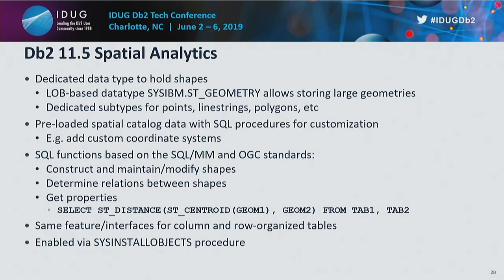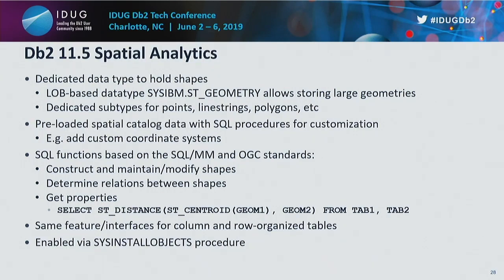And there will be another set of tables that represent the catalog information for the spatial data, and again have similar content as with the spatial extender, and there'll be custom coordinate systems and that type of thing. And the SQL functions are based on the industry standard for SQL/MM and OGC. You'll have the ability to construct and maintain and modify shapes and determine relations between shapes. So again, very similar features and interfaces for column and row organized tables.